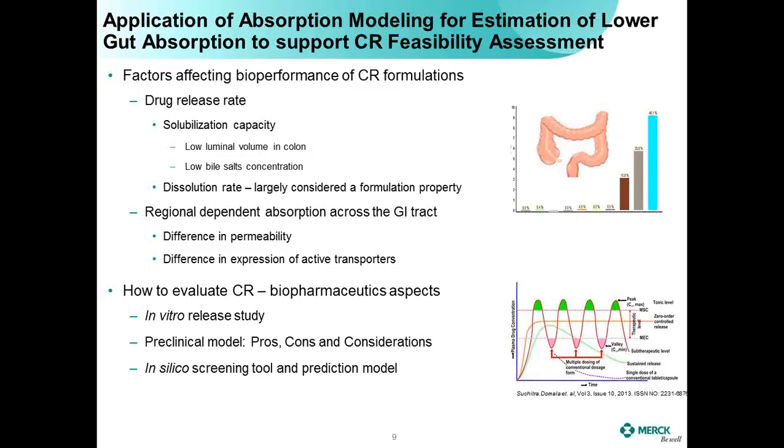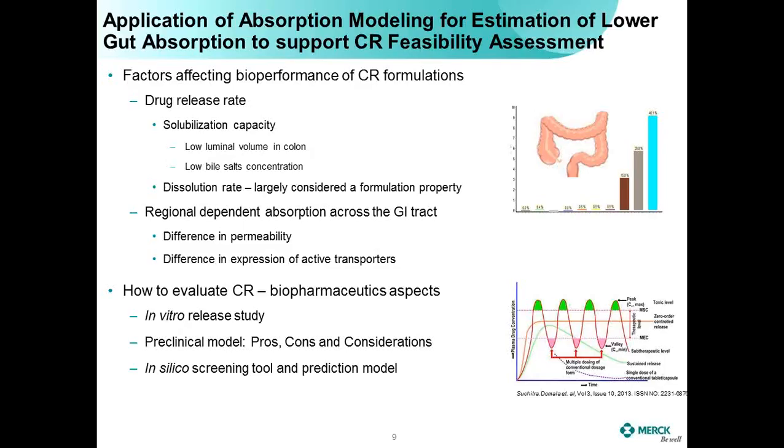So I'm going to switch to the second part of this presentation, which is the application of the absorption modeling for estimation of lower gut absorption to support CR feasibility assessment. There are several factors dictating the PK profiles of a CR formulation. The release rate of the formulation, which is largely considered a property of the formulation. The regional bioavailability in the intestine, particularly in the lower gut, is compound dependent and can have significant impact on the pharmacokinetic profile. And the systemic pharmacokinetic parameters, or relative rates of input and elimination, dictate the overall pharmacokinetic profile.